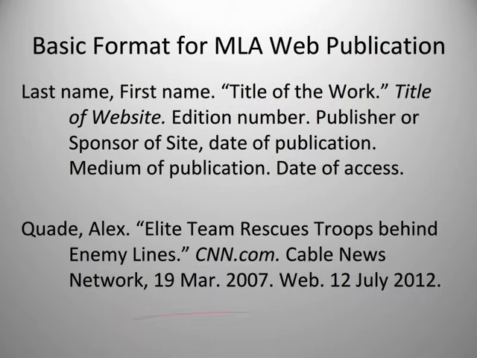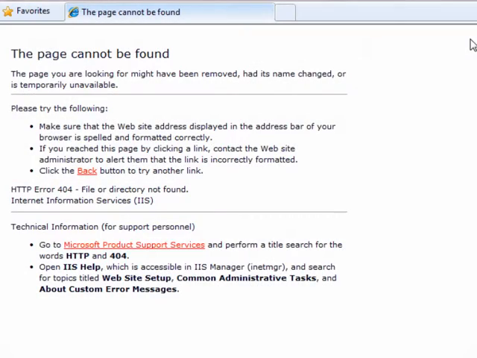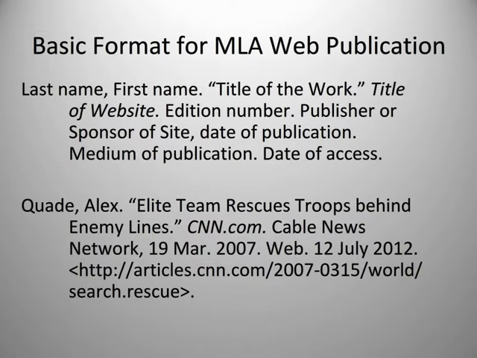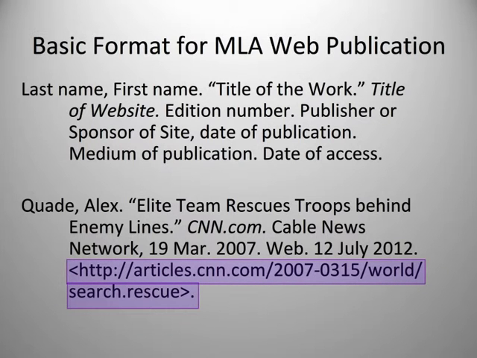MLA currently recommends that it is not necessary to include a URL at the end of your citation, since URLs often change and become difficult to use. However, if your instructor insists that you include one, give it immediately following the date of access and enclose it in angle brackets concluding with a period.